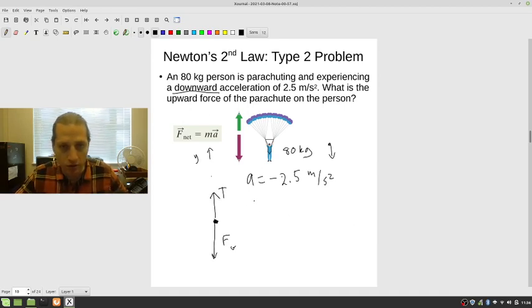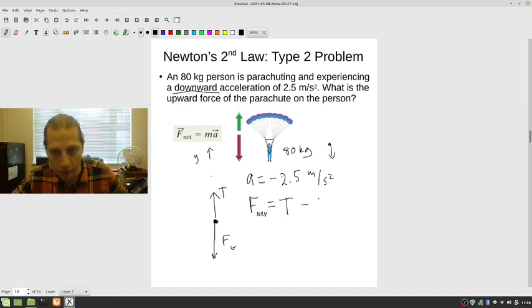And so what you would do is you'd have your F net. What are your F net? You have tension going up, you have force of gravity going down, so minus the force of gravity. And F net, using your Newton's second law, would be m times a. Tension force, we don't know. Force of gravity is m times g.